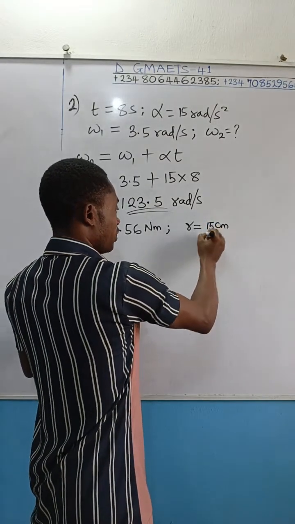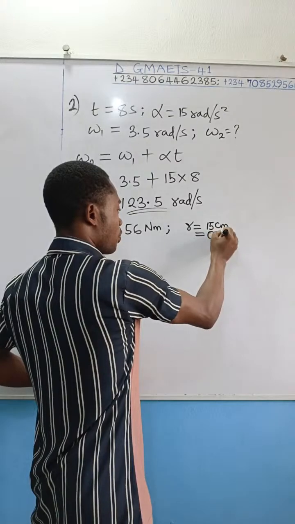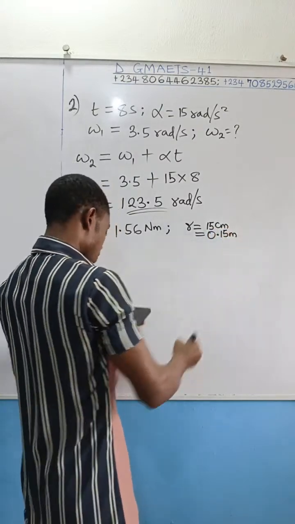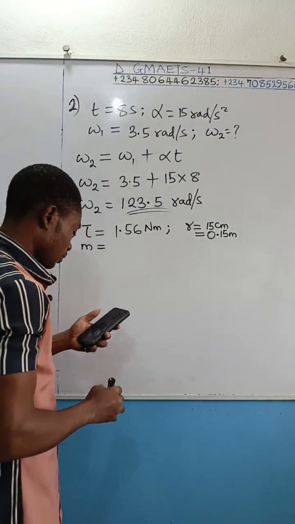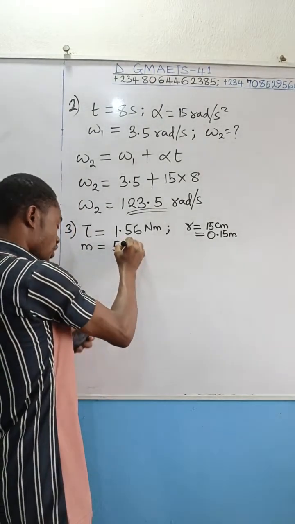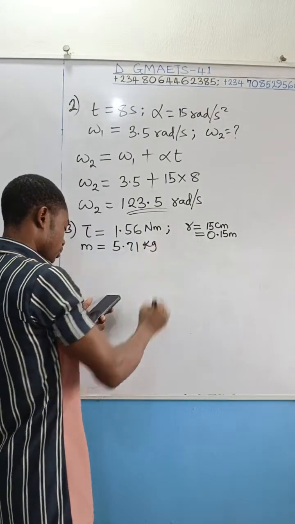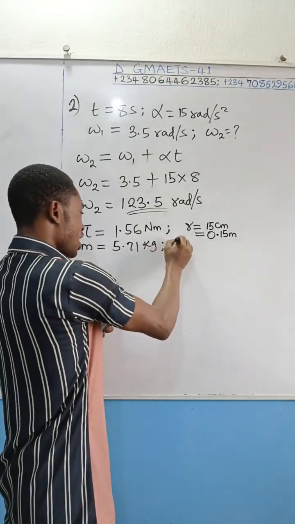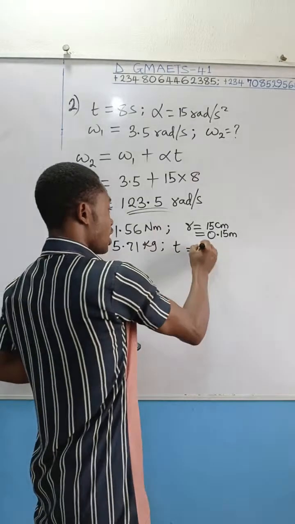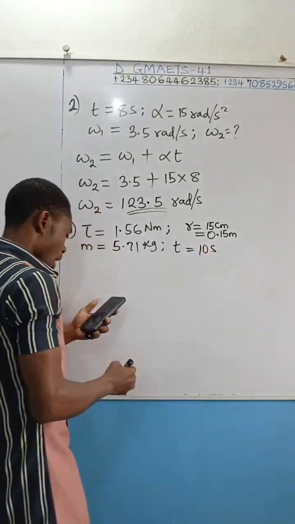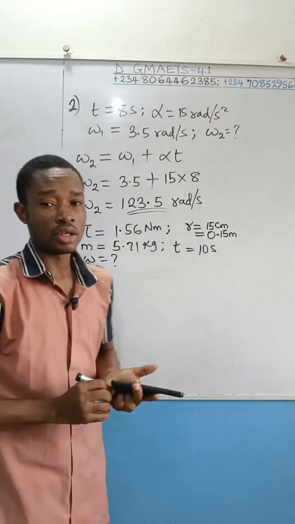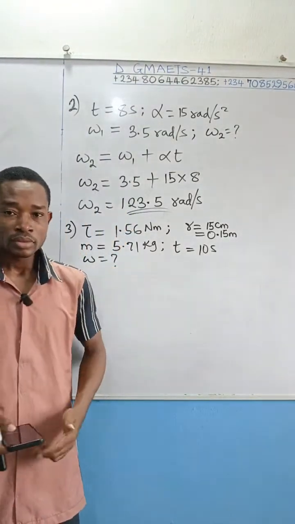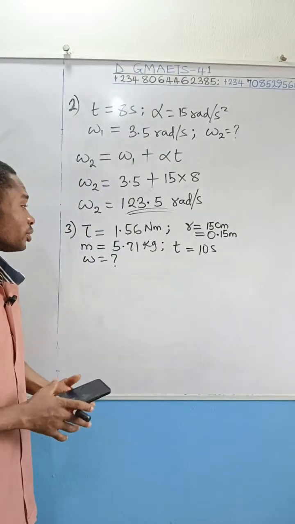We have to convert this, divide it by 100, you get 0.15 meter. And then we are given the mass of that solid disk, which is 5.71 kilogram. The time during which this acts is 10 seconds. We are asked to find the angular velocity, which we do not know.